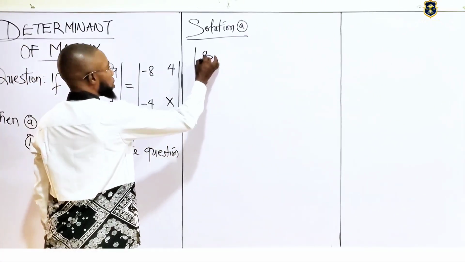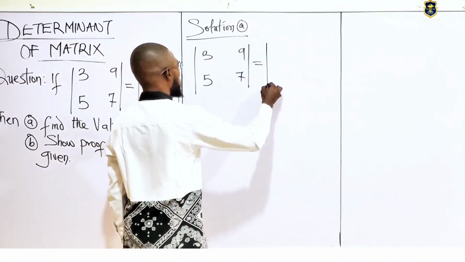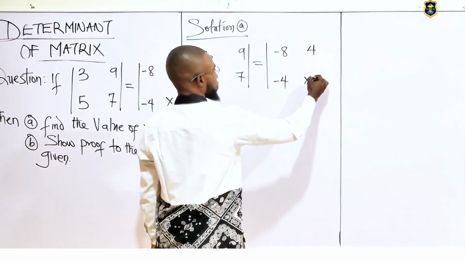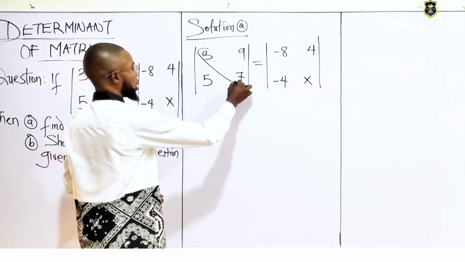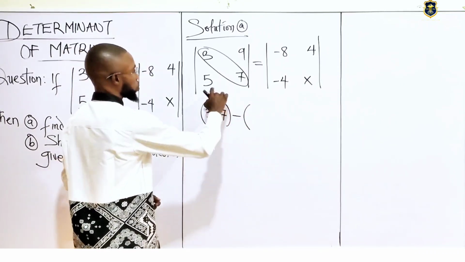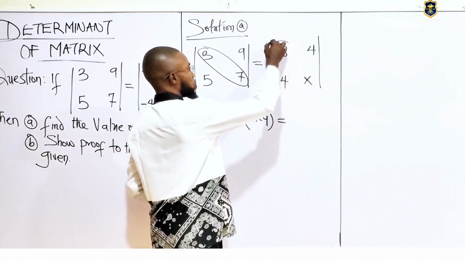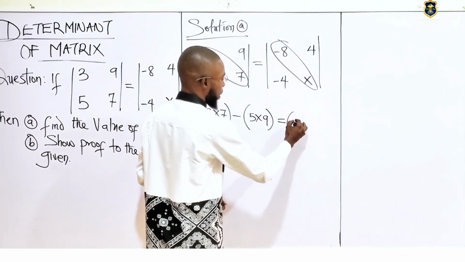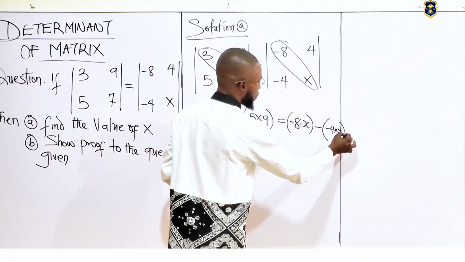This, we have the determinant of 3, 5, 9, 7 is equal to what? The determinant of minus 8, 4, minus 4, and x. So what do we do with this? We simplify further by taking the principal diagonal first. That will be 3 times 7 minus 5 times 9. Right? Which is equal to the same thing with this. We take the principal diagonal first, minus 8 times x, then minus minus 4 times 4. Right?